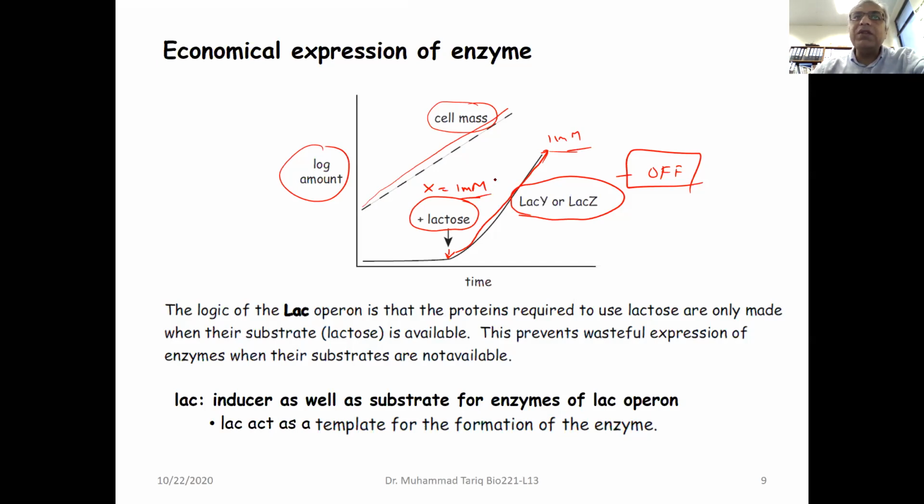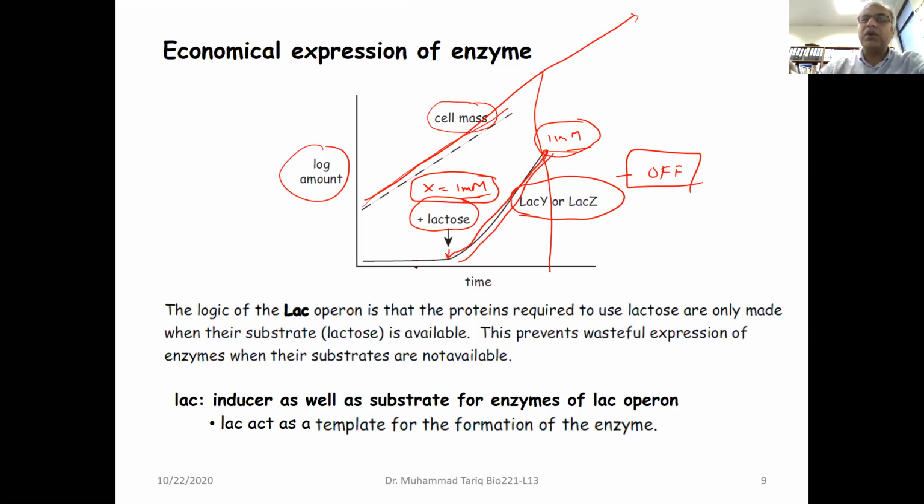If at this point you add X amount of lactose, and bacteria starts utilizing and metabolizing this, and this is how the mass of bacteria is multiplying, do you think at this particular point the concentration of lactose will remain the same, or will it be less or more? It should be less.